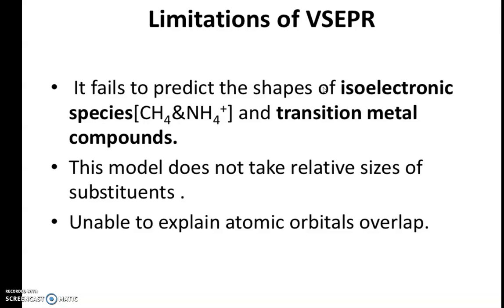There are some limitations. It fails to explain isoelectronic species. It does not consider the size of the substituents. It also fails to explain atomic orbital overlap, etc. So then the next model came, but this theory is very important to know the structure of the molecule. Thank you.